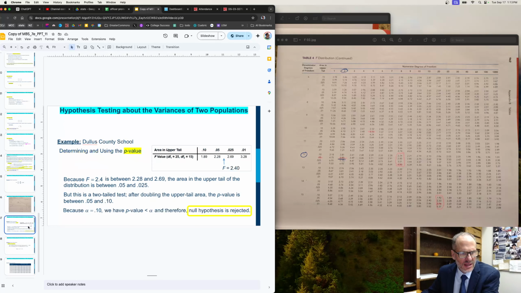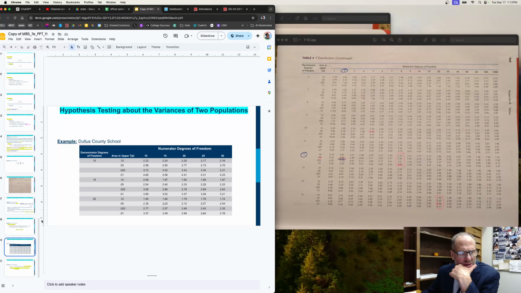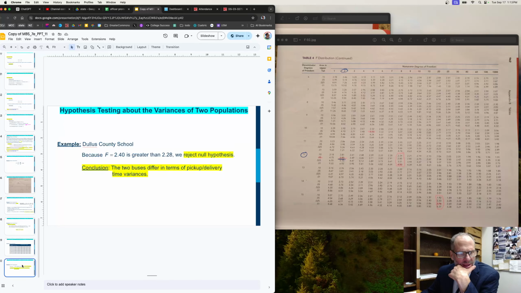And I'll copy that just in case I want to highlight the next one. And that's using the p-value approach and using the critical value approach. Again, they reject the null hypothesis. And this one, I could just put the border right on that image. And we'll make that 8 like that. So that's reject the null hypothesis. So here is just that same, what is this? The F table. And then here, the conclusion, the two buses differ in terms of pickup delivery time variances. So we reject the null hypothesis based upon both approaches.